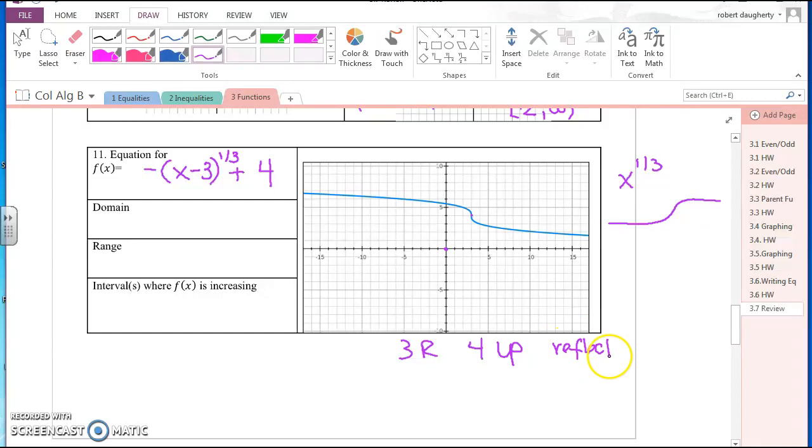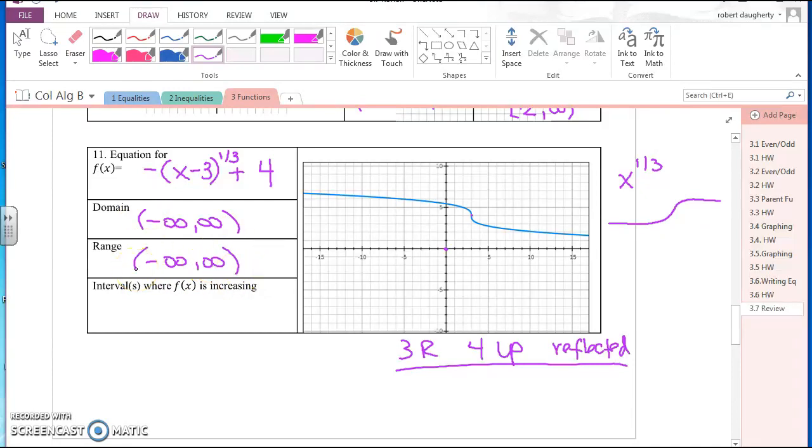Okay, so I could tell all of that by knowing what the original parent function looked like, which I drew over to the right. The domain of this function is negative infinity to infinity. The range of this function is negative infinity to infinity.